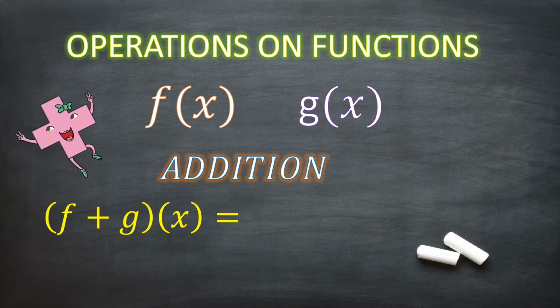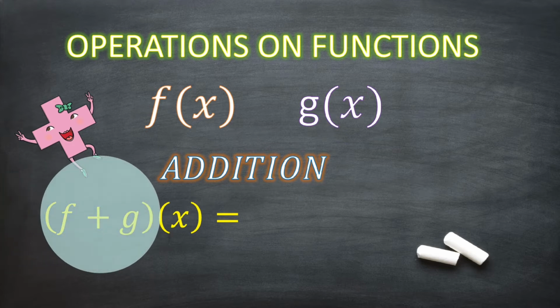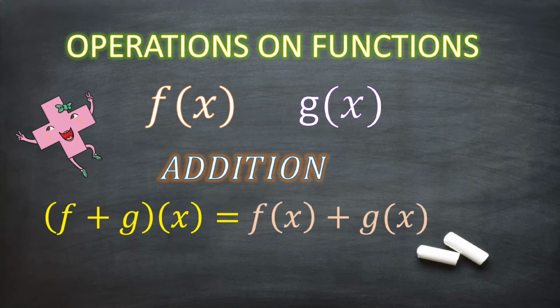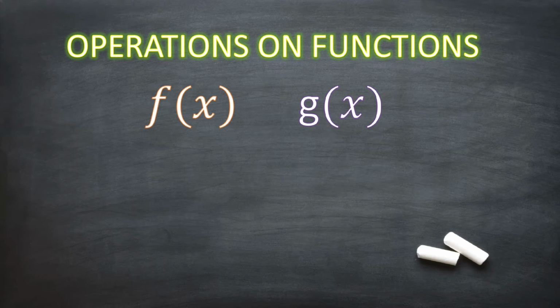Our functions are f and g. For addition, we write this as the quantity of f plus g of x. Its equivalent is that we distribute the x to both f and g, so that's f of x plus g of x. The indicator that you made it correctly, or that the equivalence is correct, is that you are using the same operation sign, which is addition.